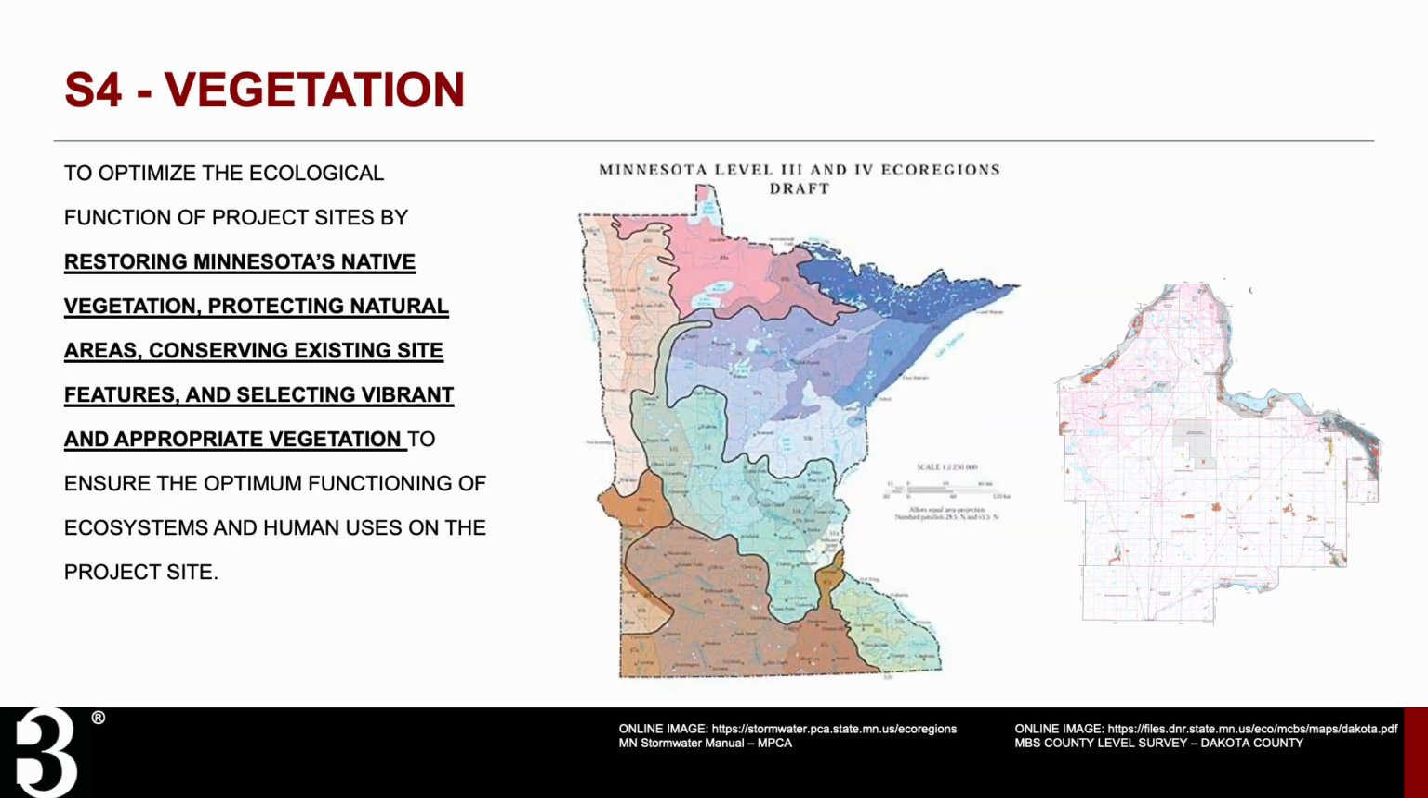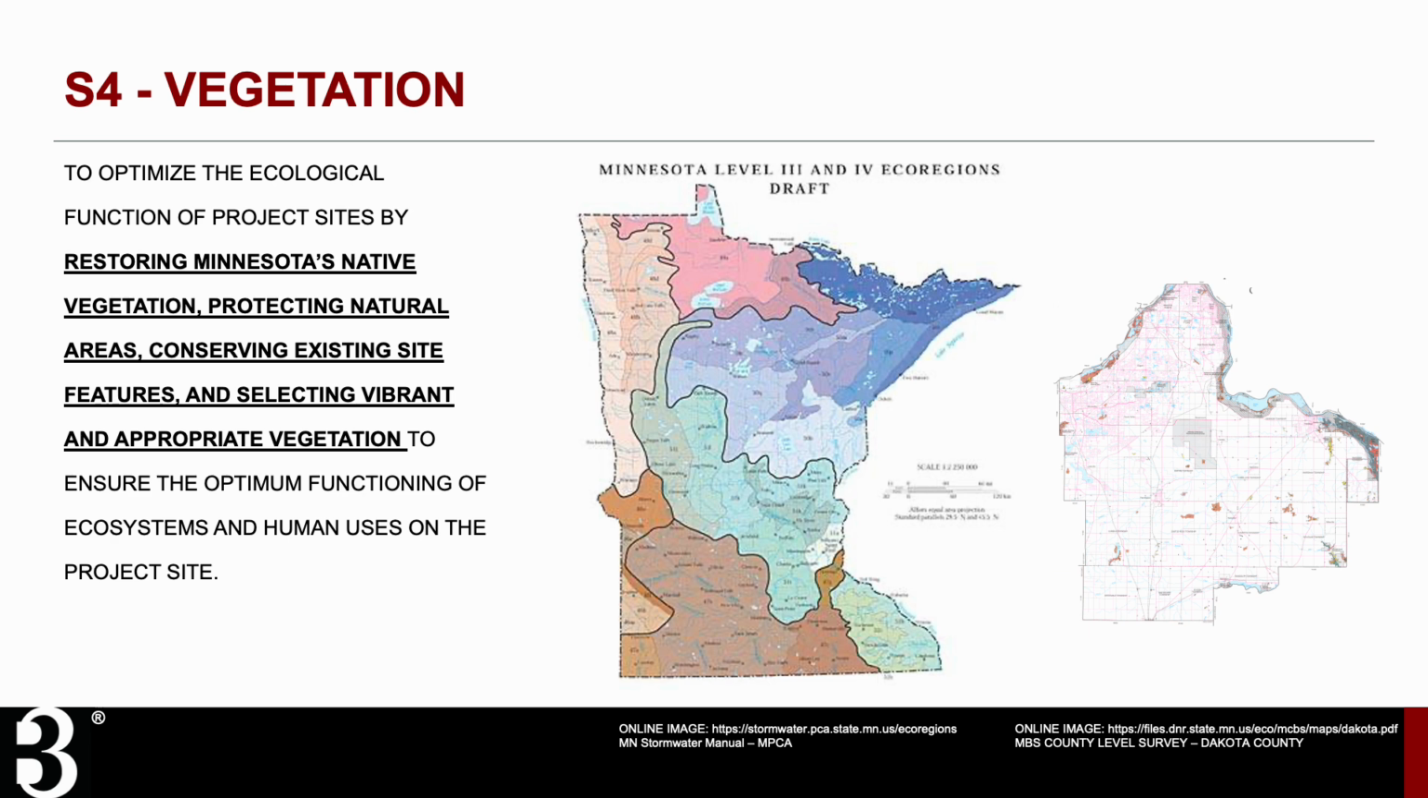S4, vegetation. We want to optimize the ecological function of project sites by restoring Minnesota's native vegetation, protecting natural areas, conserving existing site features, and selecting vibrant and appropriate vegetation to ensure the optimum functioning of ecosystems and human uses on the project site. So to the right here, there's a map of level 3 and 4 ecoregions and a county level survey map.